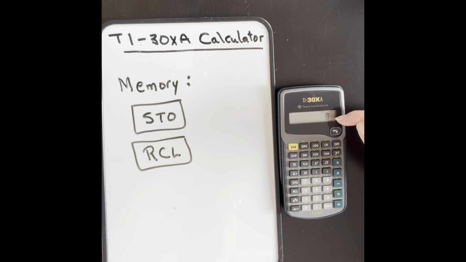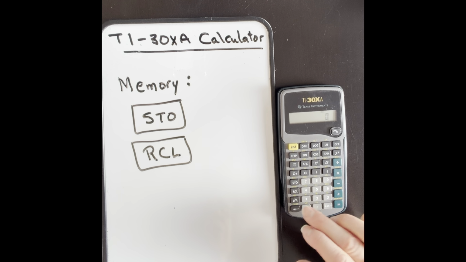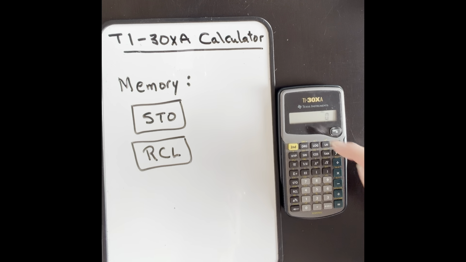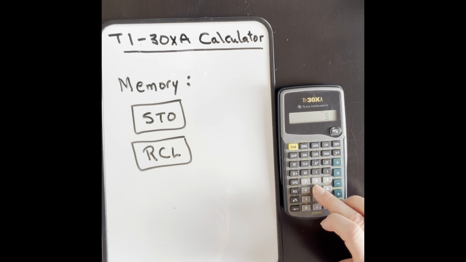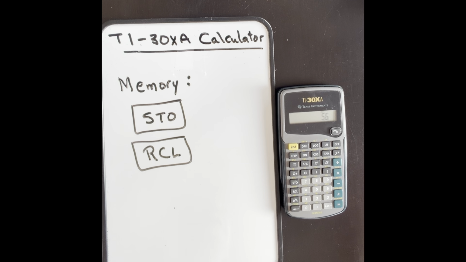One way is when I have 0 on the display, I just store that, so store 1, and now the memory is clear. The other thing I can do is just put a new number in the memory. So as soon as I go store 1 with another number, that new number goes in and the old number disappears.